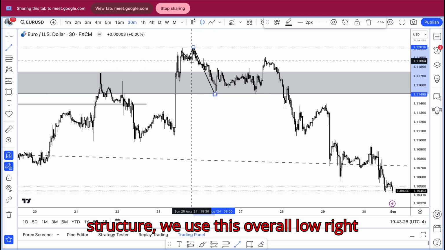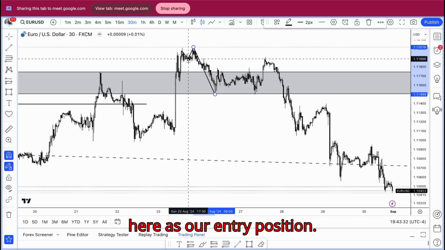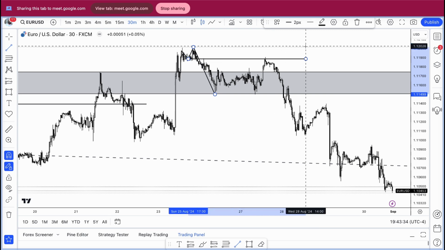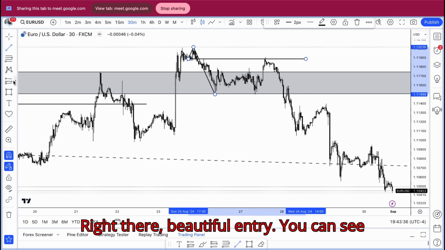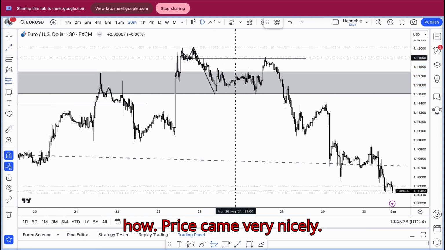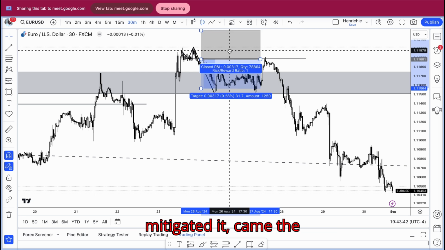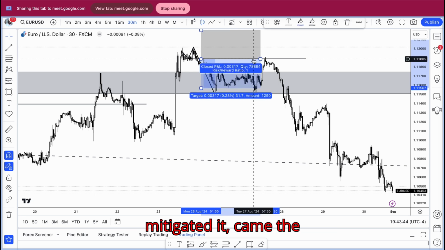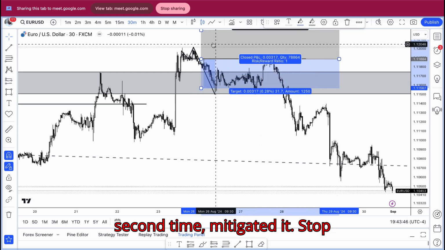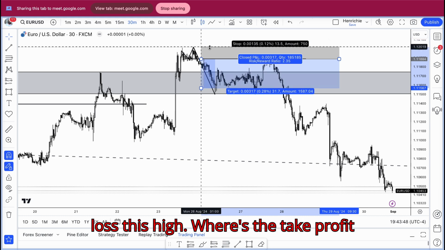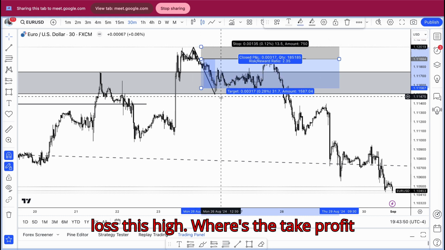After this break of structure, we use this overall low right here as our entry position. And right there, beautiful entry. You can see how price came very nicely to that key level. Came the first time, mitigated it. Came the second time, mitigated it. Stop loss this high. Where's the take profit going to be?